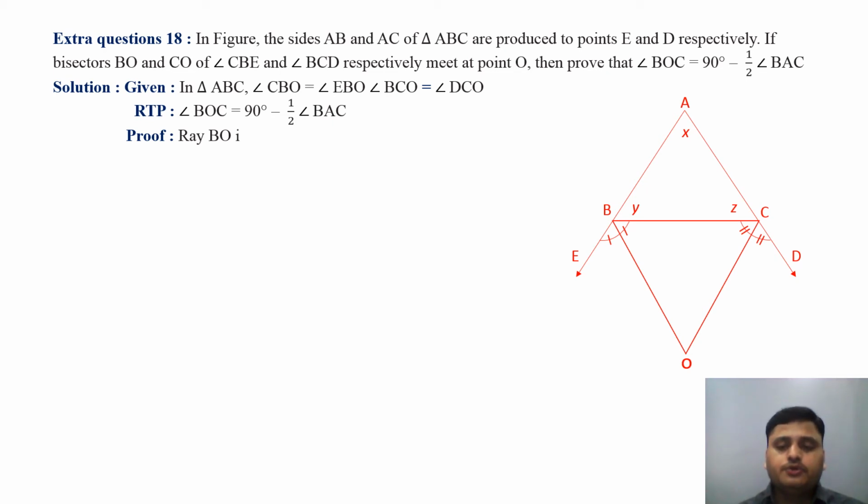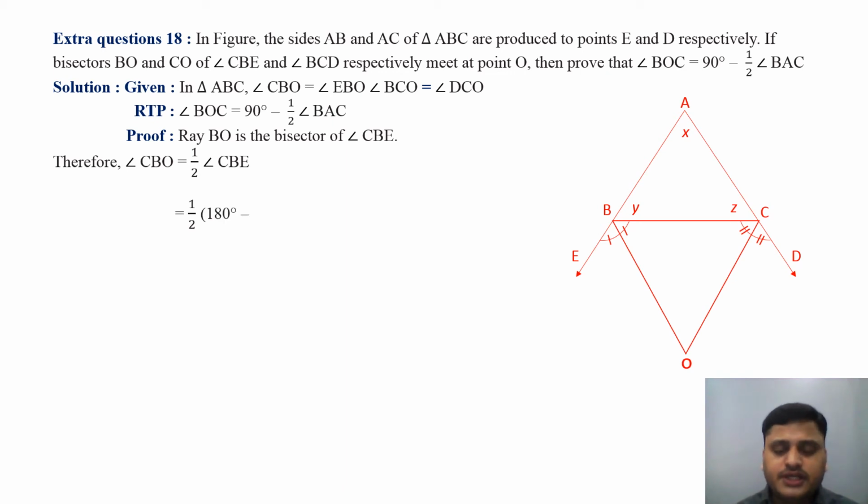Ray BO is the bisector of angle CBE. This is clearly given in the question. It means that it divides the complete angle into two equal parts. Yes or no? Yes. So we can write angle CBO is half of angle CBE, because it is a bisector.